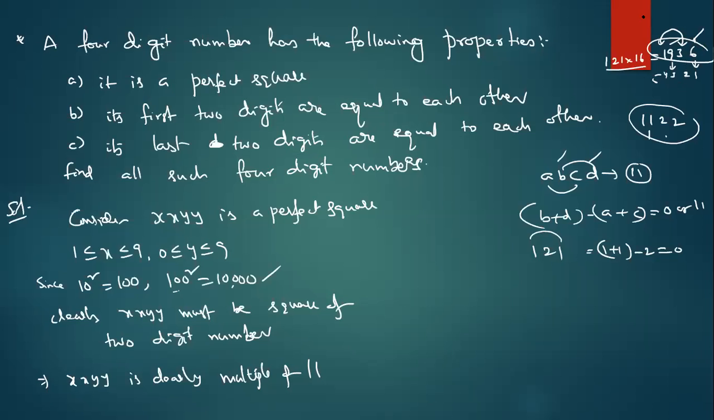Now see, 1936. What are the odd places? 6 plus 9 is how much? 15. What are the even places? 3 plus 1 is how much? 4. So 15 minus 4 is how much? 11 is coming. That means 1936 must be a multiple of 11. That's why, here also, take it: the sum of the even places minus the sum of the odd places, 0 is coming.